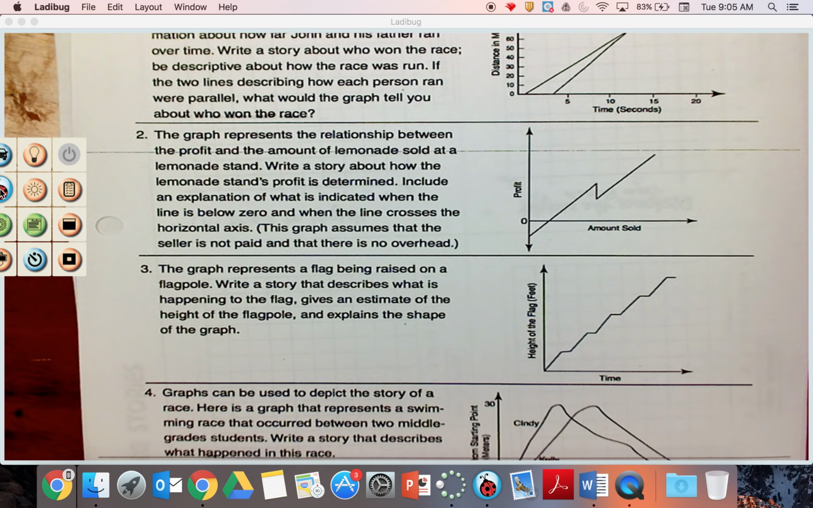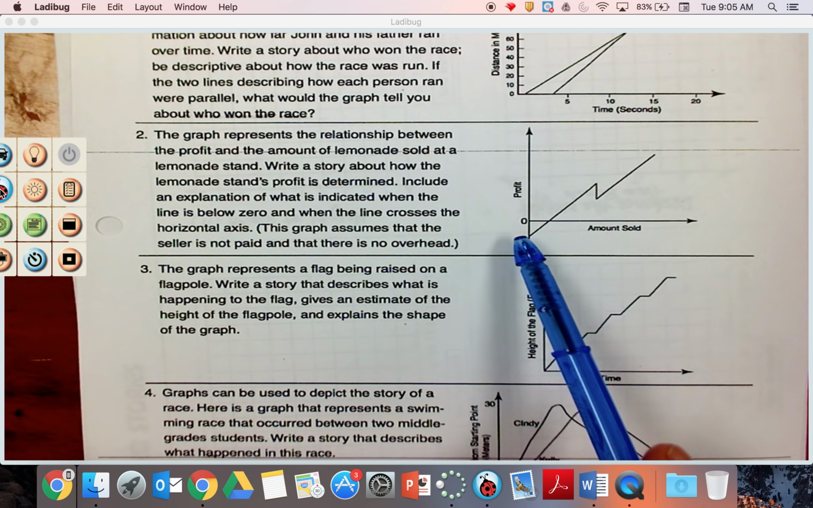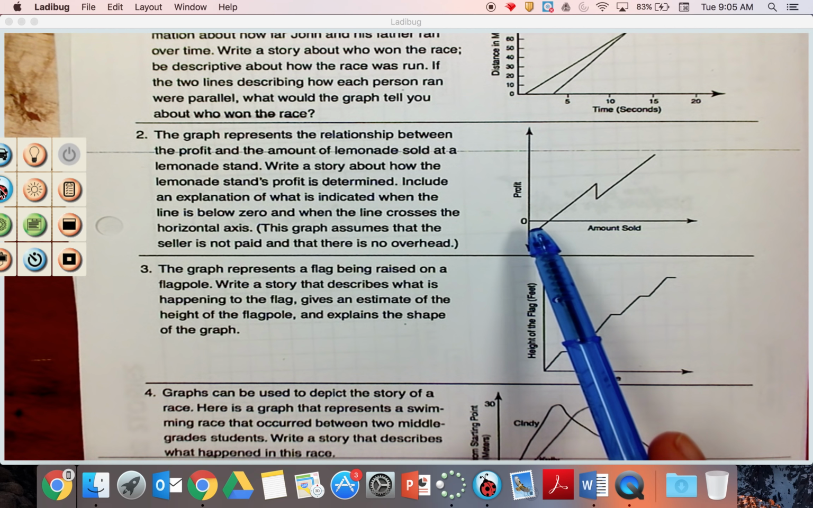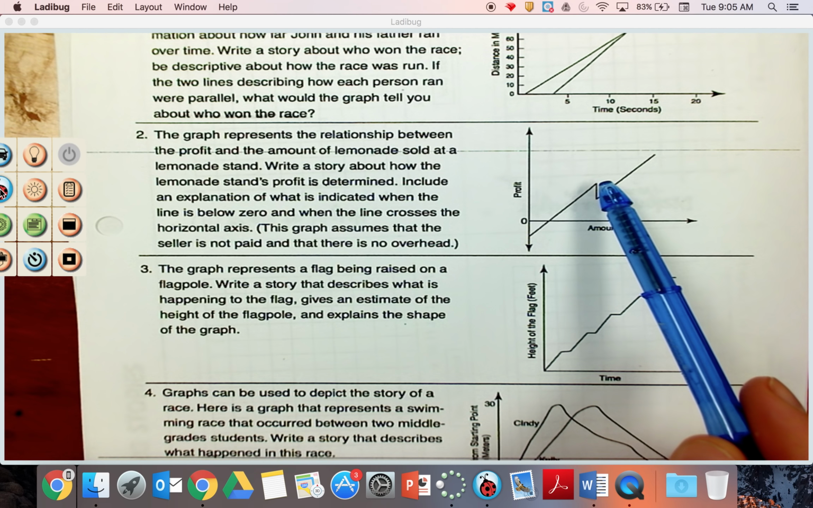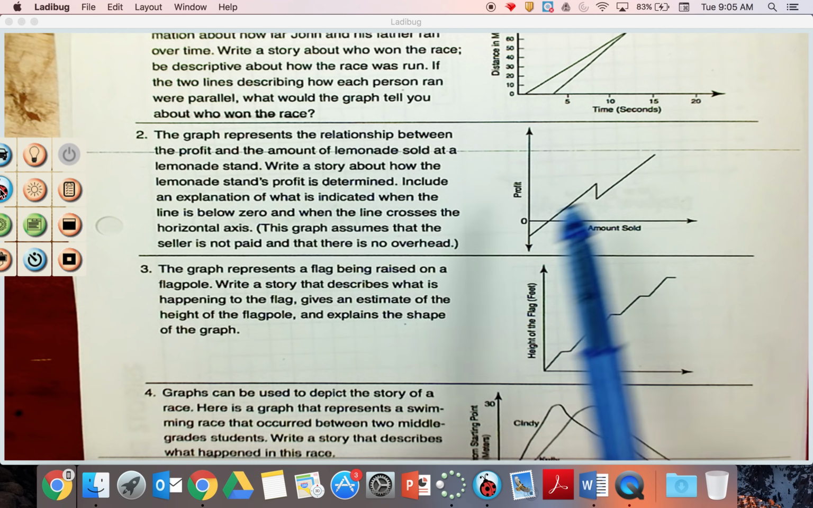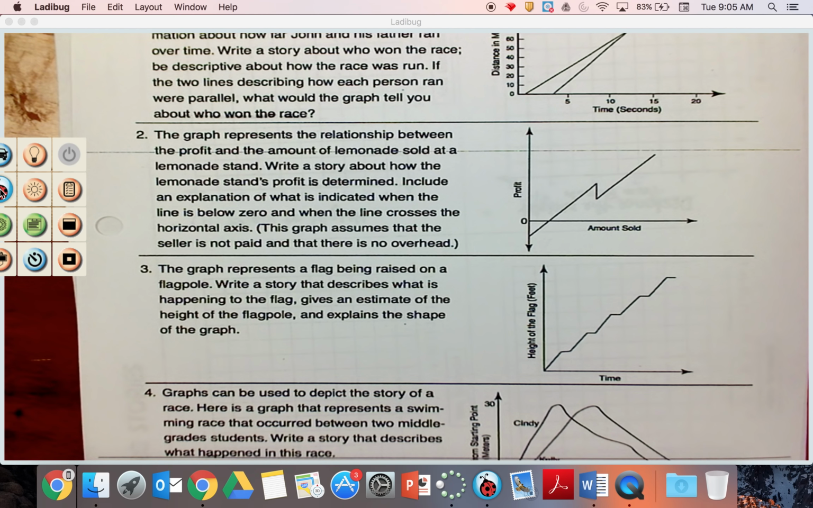The second graph is the same thing. Tell me a story about how they made profits on the lemonade stand. Obviously you can see here they're starting at a negative profit. Here's the amount of lemonade they sold. And you can see it moves up, it goes back down, and goes back up again. What's happening there? See what you can do from there.